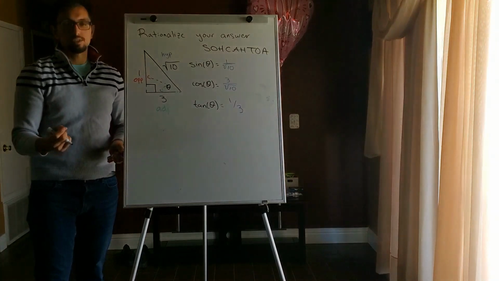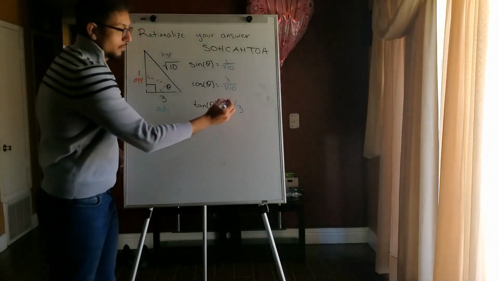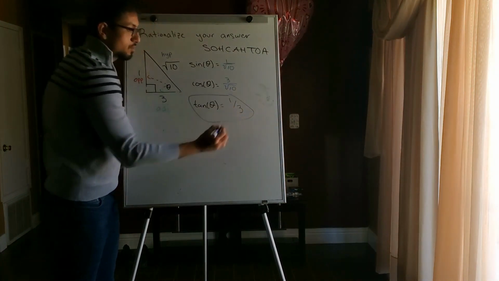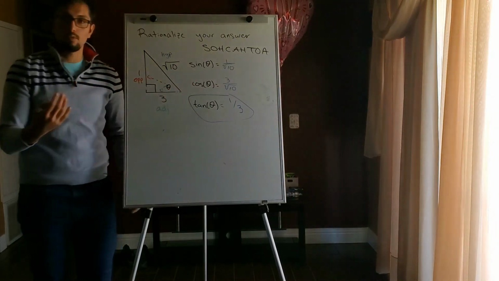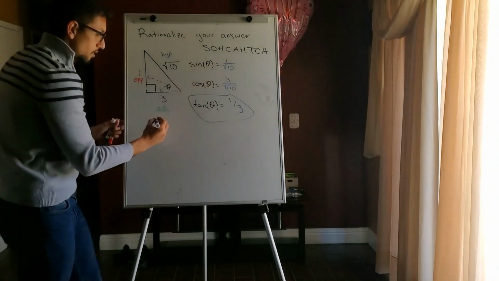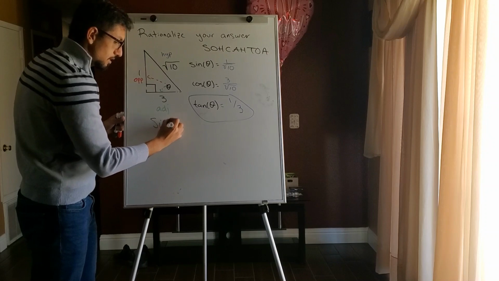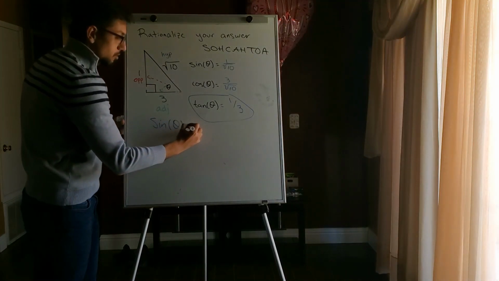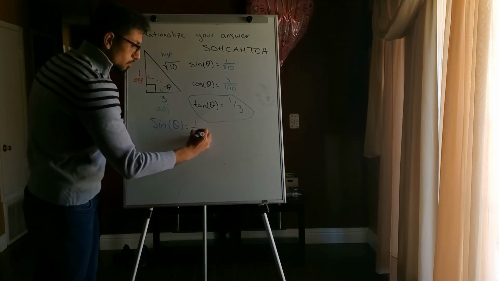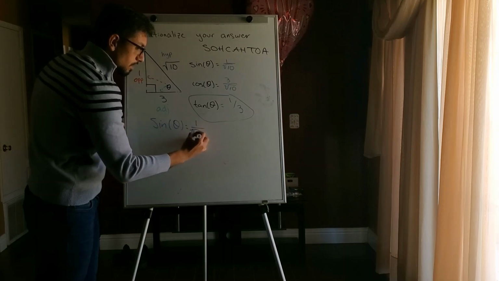Now, only one of them is rationalized. This one. Okay, this one is rationalized. The other two we need to rationalize. Let's take sine of theta. Sine of theta equals 1 over the square root of 10.